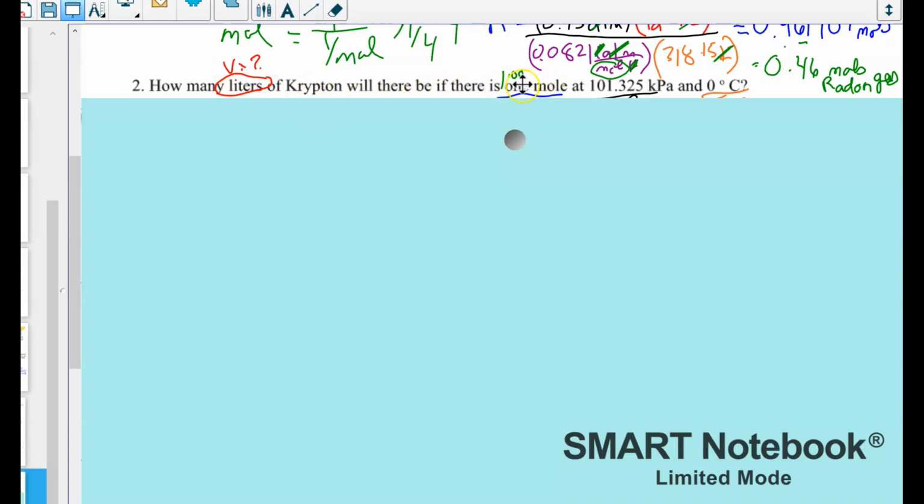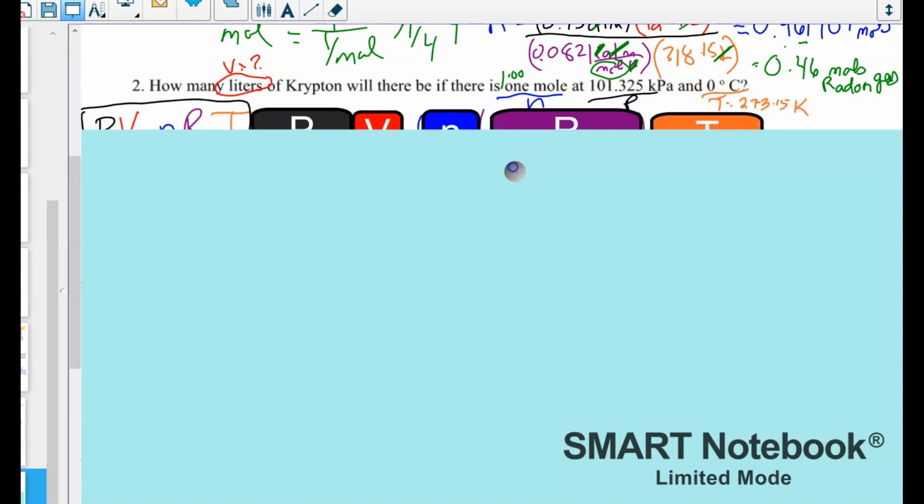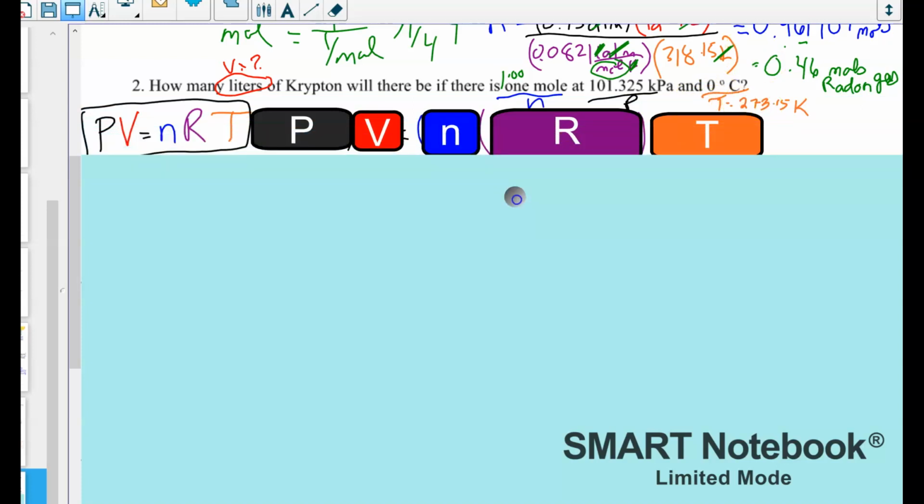is 1 mole? Now, we're going to say 1.00 just so we can be pretty precise with our final answer. So change that to 1.00 moles at 101.325 kPa at 0 degrees Celsius. Okay. 0 degrees Celsius, we add 273.15. And if you look at the way I wrote this, we're actually going to round to 3 sig figs.